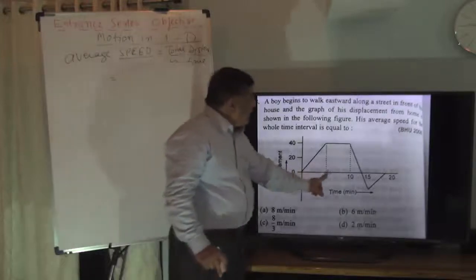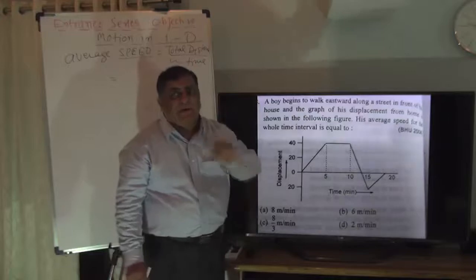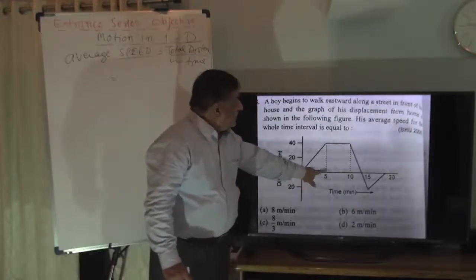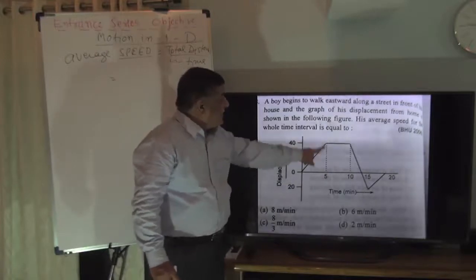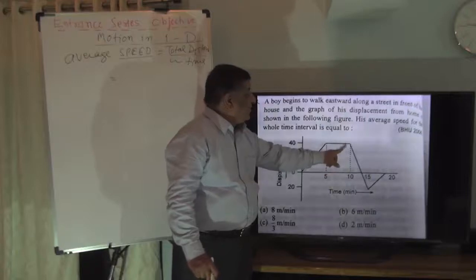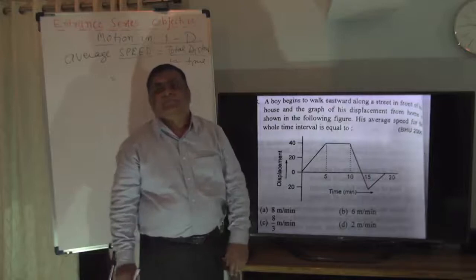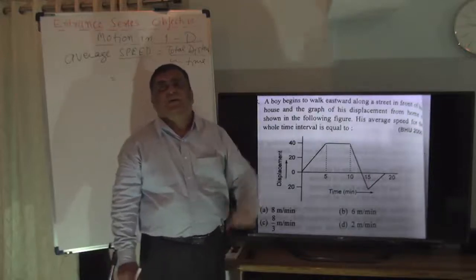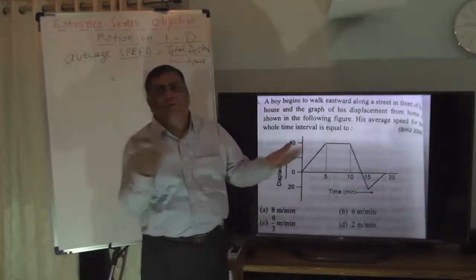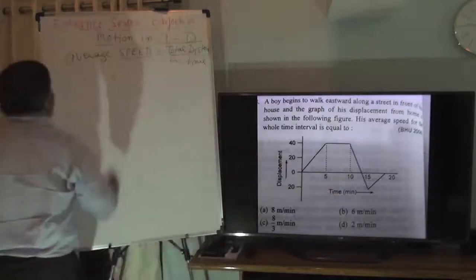Now 5 to 10. In the 5 to 10 second interval, what is the boy doing? At 5 seconds, his position was at 40. At 6 seconds, position is at 40. At 8 seconds, position is at 40. At 10 seconds, position is at 40. That means he is not moving. If he is not moving, then how much distance has he travelled? 0. So from 5 to 10, he has not travelled any distance.